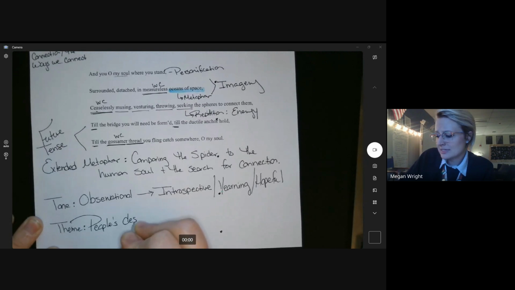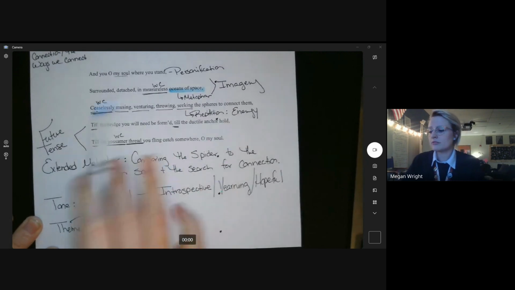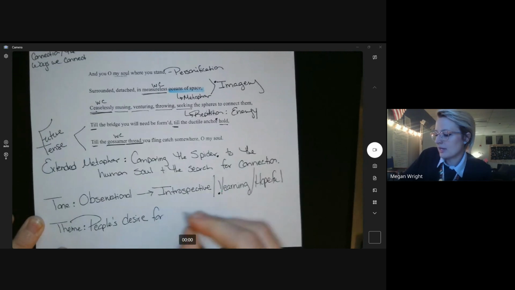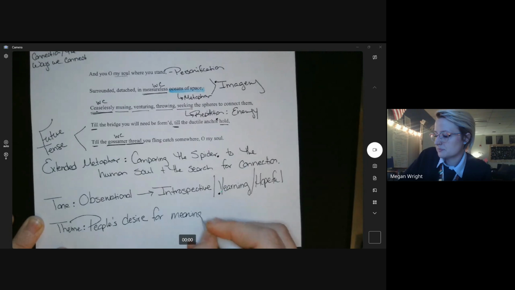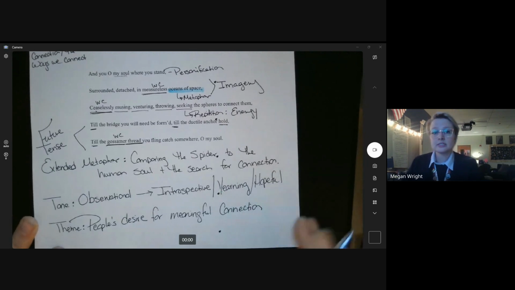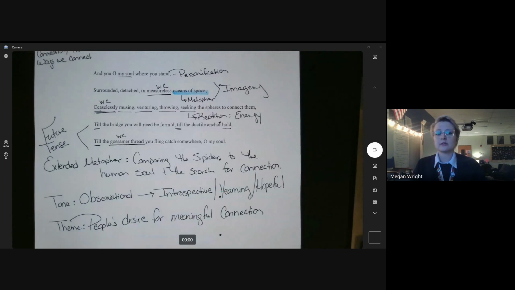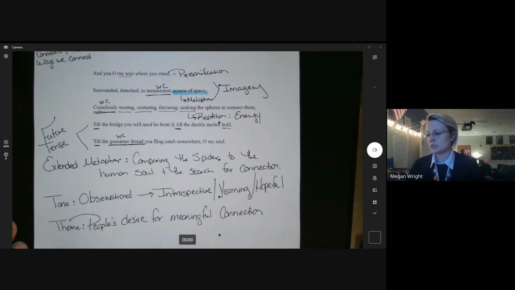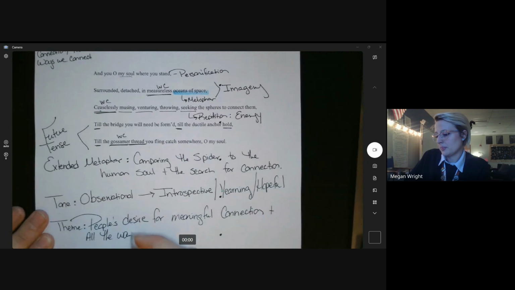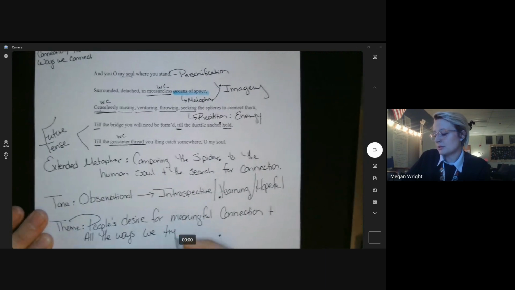And not just connection, because connection is easy, but really what we're looking for is something that will hold, right? So people's desire for meaningful connection. And honestly, we would have a conversation about what that means. What are the differences between connections that you make casually that are very fleeting versus connections that are meaningful and that take hold or take root and shape our lives and our understanding of people. So people's desire for meaningful connection and all the ways we try to make those connections.